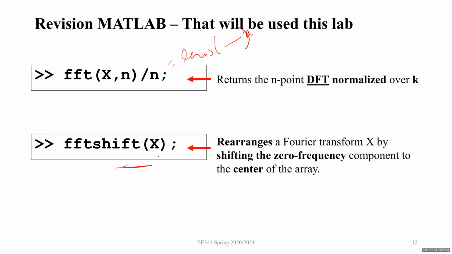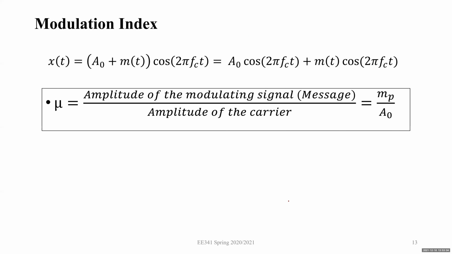Okay. Then FFT shift. This is for the frequency domain analysis. You know that FFT shift will shift the zero frequency component exactly to the center of the array. Then the modulation index will define to how much extent the wave will be modulated. It's given by Mp divided by A naught.